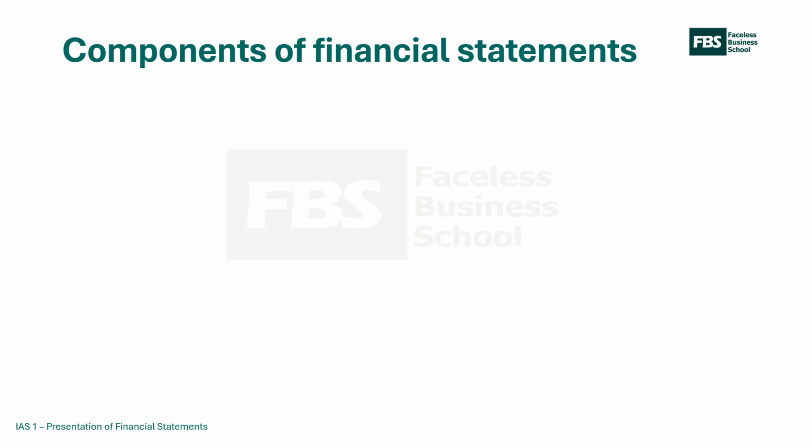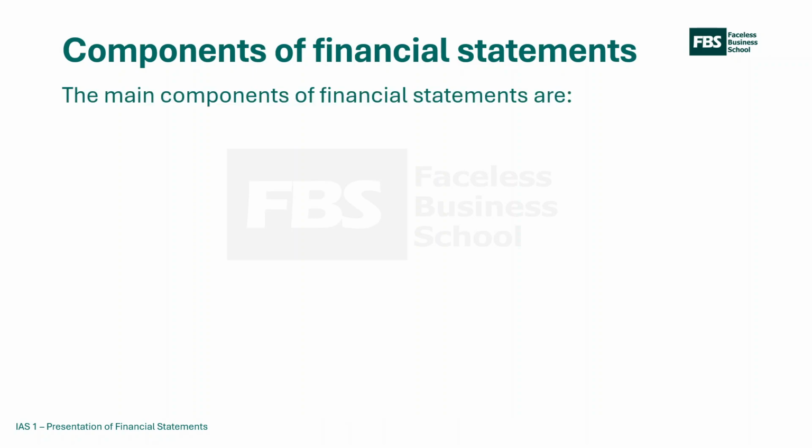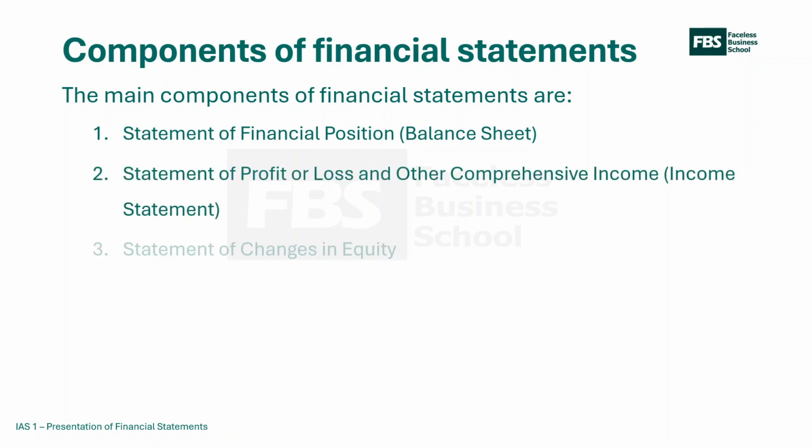Components of financial statements. A complete set of financial statements includes a statement of financial position or the balance sheet, a statement of profit or loss and other comprehensive income, a statement of cash flows, a statement of changes in equity, and notes to the financial statements. We'll take our time and discuss each of these statements in detail.